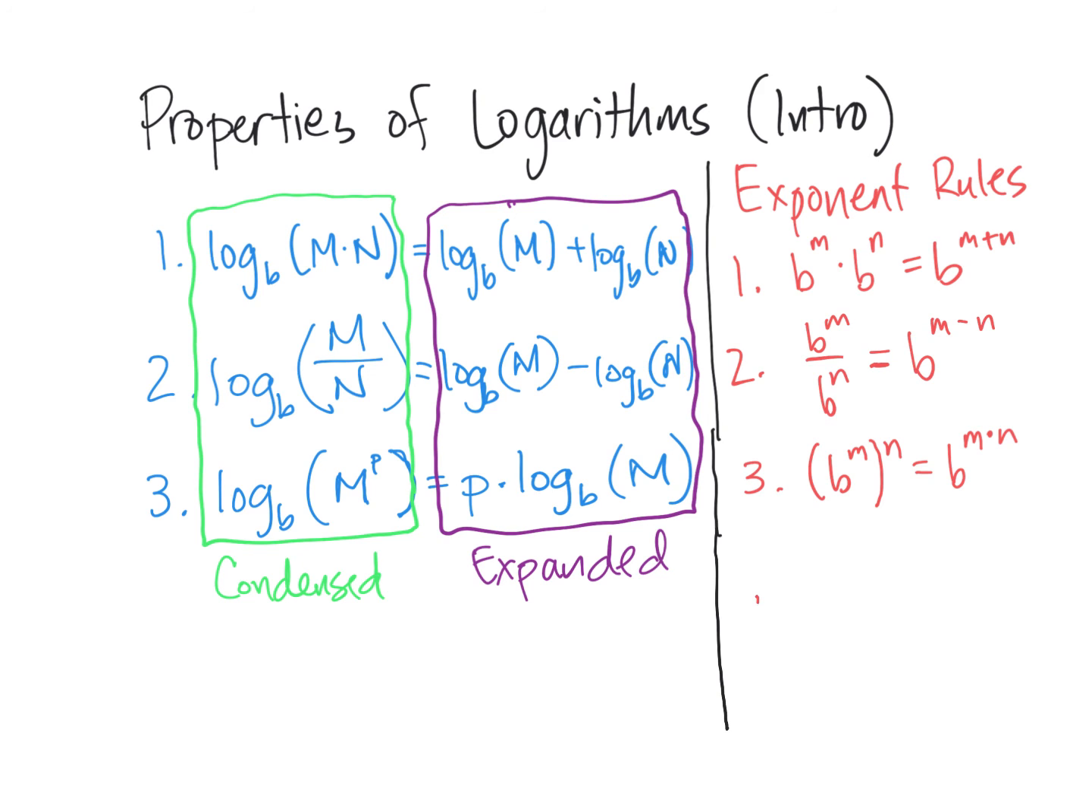So the fourth exponent rule that's super duper easy is if I take something and I raise it to the first power, I'm going to get that same exact number back. 8 to the first power is 8. Negative 3 to the first power is negative 3, so on and so forth.